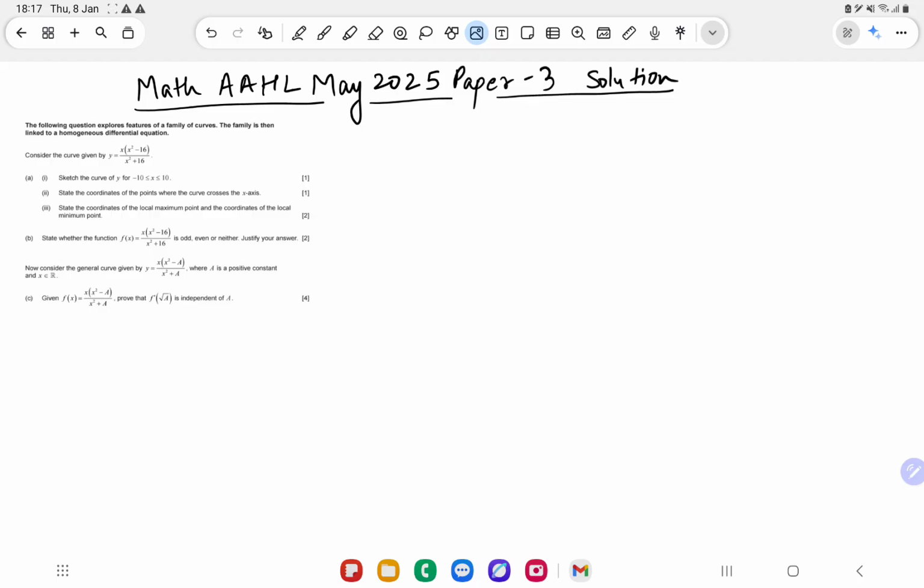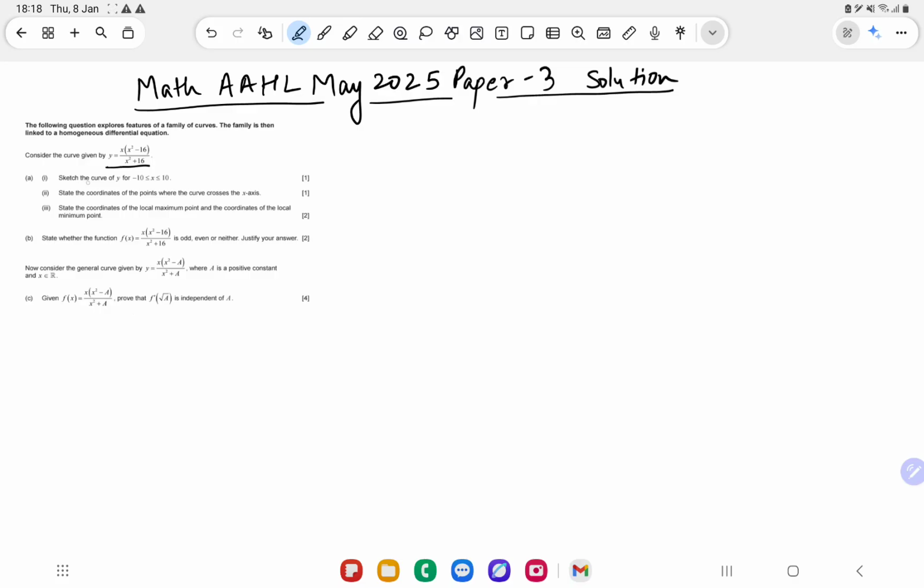Today we are solving AAHL May 2025 paper 3 questions step by step using a clear and exam oriented approach. So let's start with the question. In this question it says consider the curve given to you as this.